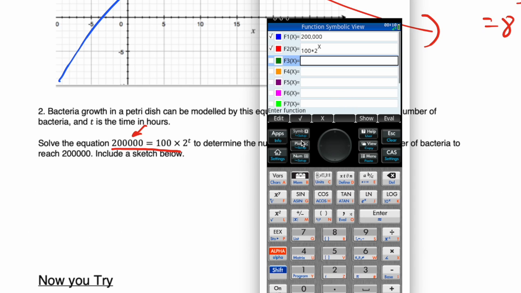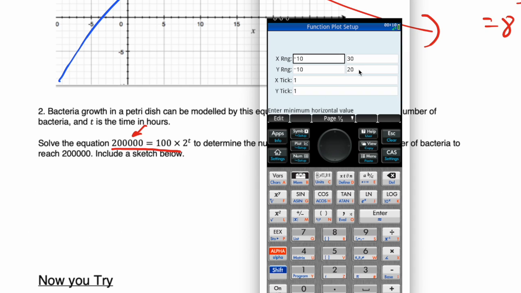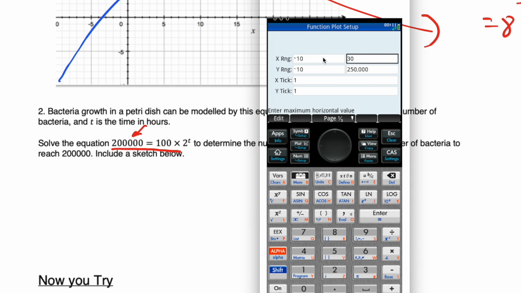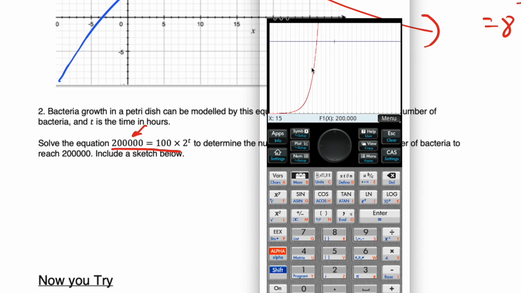Alright, and we probably need a different window. With the handheld version, you can pinch and zoom with your fingers. I know I need to go up to 200,000, so I'm going to have to really bump up this y value to more than 200,000, maybe 250,000, so I can actually see the line. That might be okay. X values are number of hours, so I'm guessing no more than 30 might be okay. Maybe I'll go 0 to 30. Let's see what happens when we click plot, and yes, we can see the point of intersection. Otherwise, we have to adjust our window. So we can sketch that real quick.